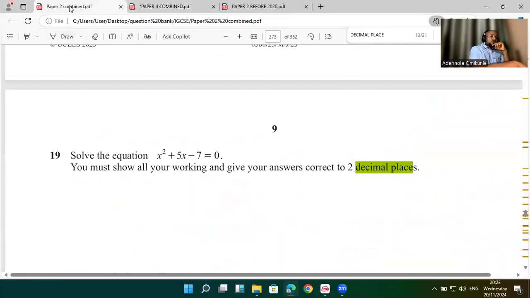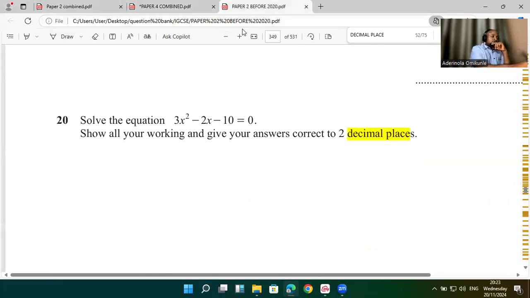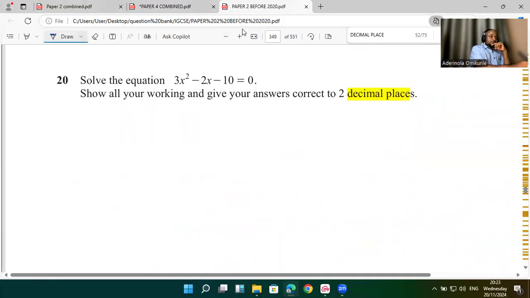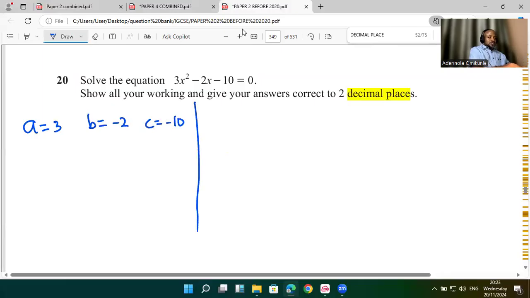Okay, so let's try another one quickly. Let me take a more difficult one. Please hit the pause button, attempt it, and then hit play and see if your answer is the same as mine. So here A is 3, B is negative 2, and C is negative 10. Rule your line like this.